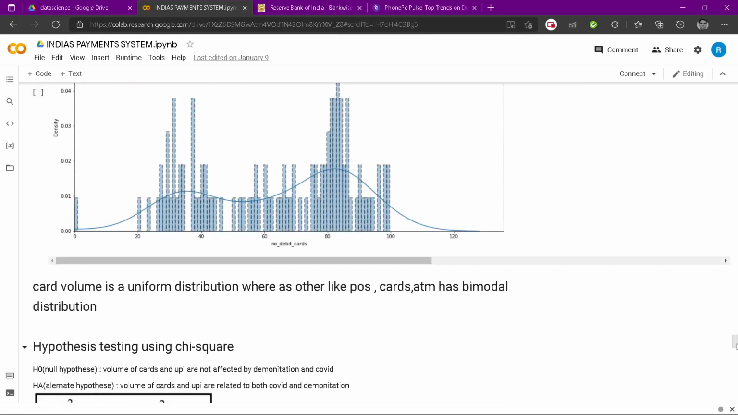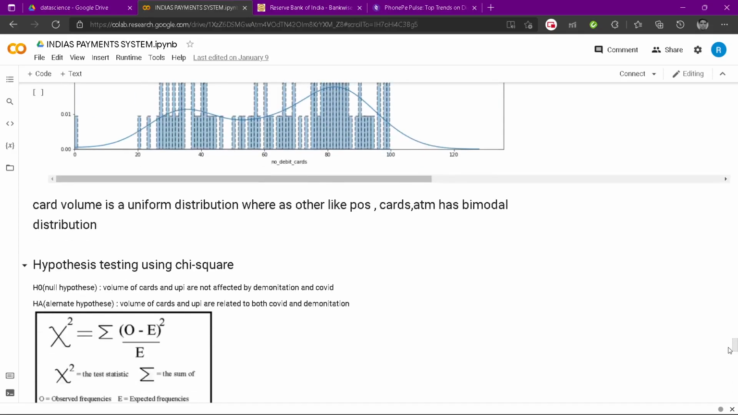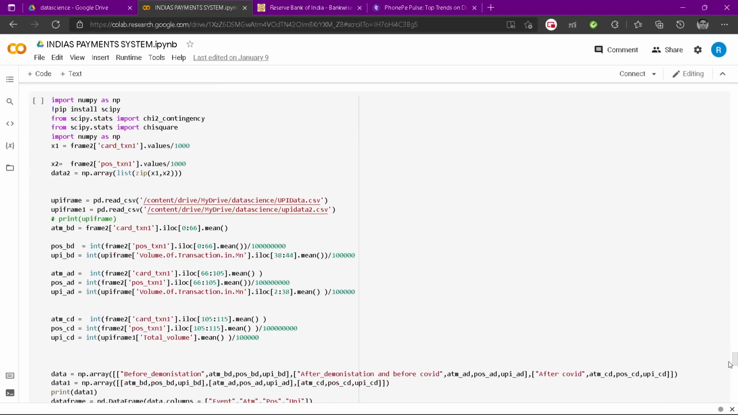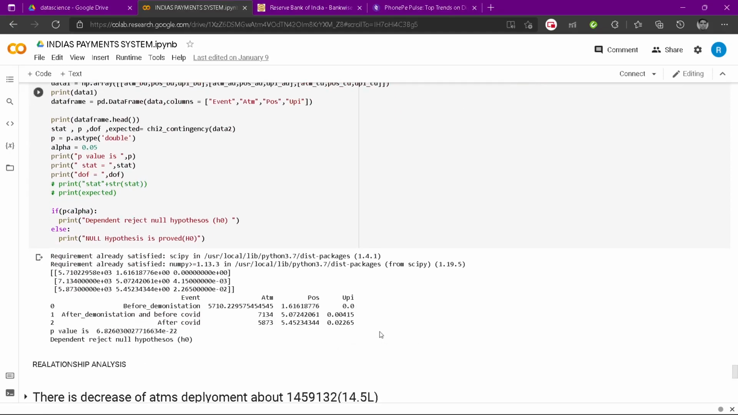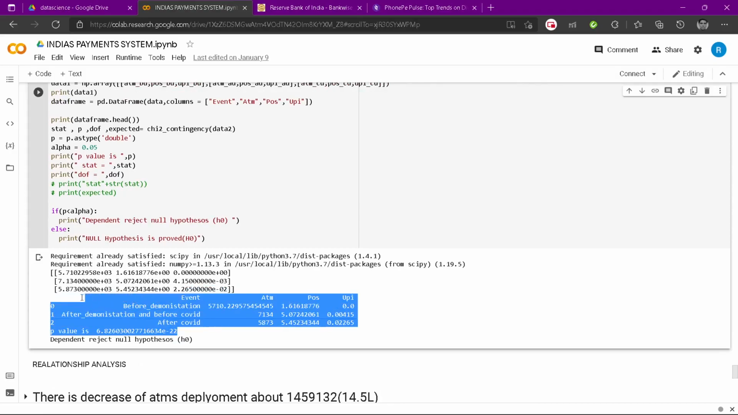So we will go through the hypothesis testing now. We first form a table which records the events and the volumes of transactions that happened. We take the events such as before demonetization, and the volumes of transactions like ATM, POS and UPI. The volume before demonetization is 5,701. These are in millions. After demonetization, before COVID, and after COVID, these are the three events we take.